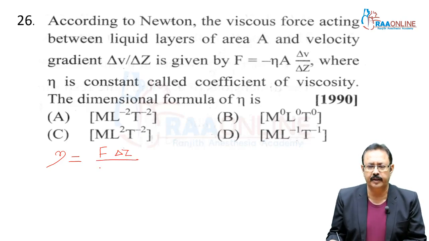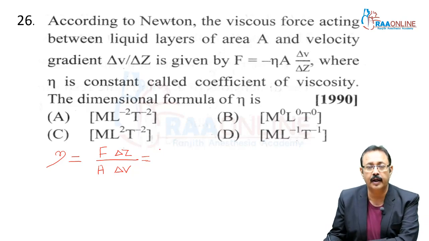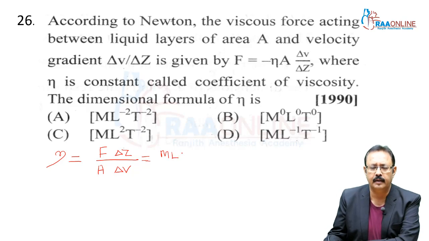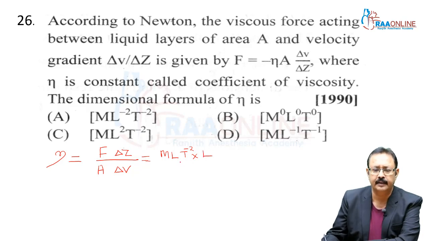A in the denominator, A you know is area. Delta V, change in velocity, means velocity. No need for minus because we are going to calculate only the dimensional formula. You know the dimensional formula for F? MLT minus 2. What is the formula for delta Z? Length. Area, length square. Delta V, velocity, LT minus 1.